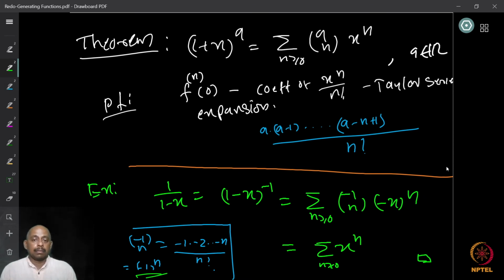So now this is the minus 1 choose n term. Then I have (minus 1) raised to n and (minus x) raised to n. These together will give me x raised to n, right? So therefore I get the summation of x raised to n. So this is another way to expand using the binomial theorem, in its generalized form.